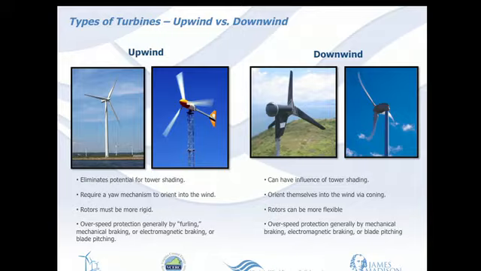Downwind machines, if they exist, you're probably going to see them as small scale wind turbines. And an upwind machine essentially means that the rotor is in the front of the tower. This essentially eliminates the potential for tower shading. Your wind is hitting the blades first before going through the tower, so the tower can't affect the wind flow onto the rotor. But as a result, the rotors have to be a lot more rigid.